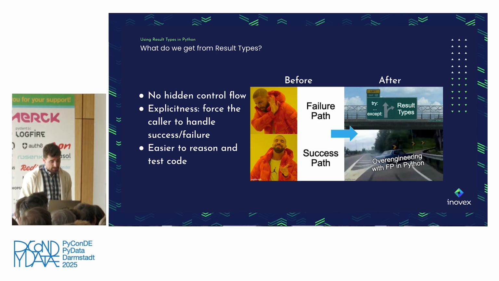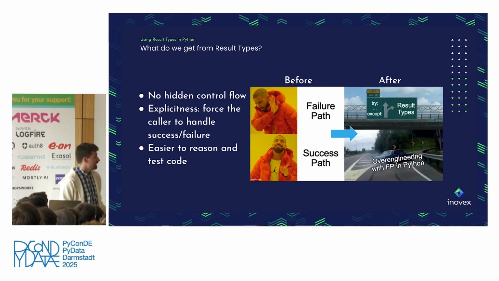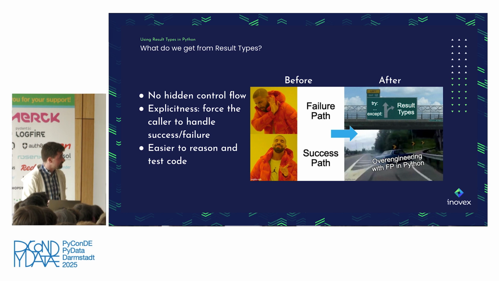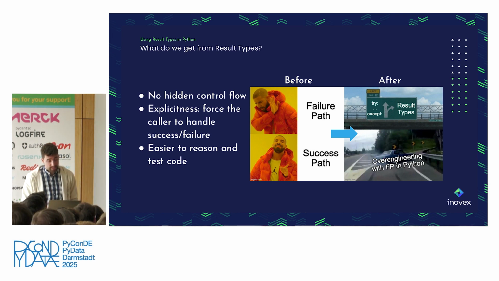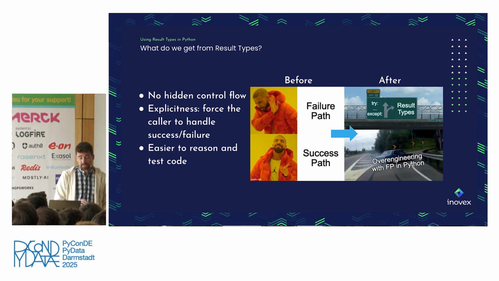And to show this in a meme, because it's so cool, before we were like, well, no failure path, only looking at the success path. And now if you use result types, you can basically start over-engineering in Python. And this already says it in a way that you should also be careful with this, right?